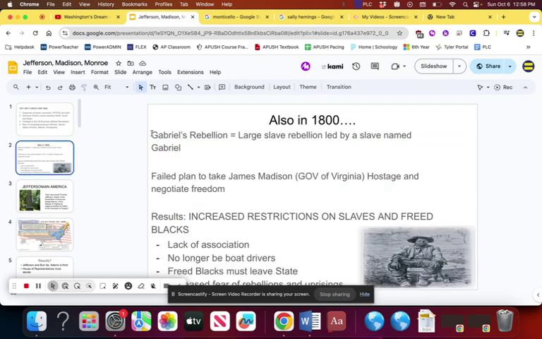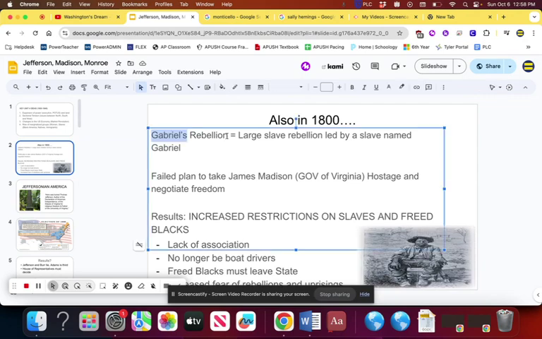Gabriel's Rebellion is something that you need to know. Gabriel's Rebellion, if you want to do it really quickly, is a slave rebellion that leads to increased slave law, harsher slave law, and harsher laws on freed Blacks as well. Pretty much from here on out, when you see rebellion, it's going to be a slave rebellion all the way up to the Civil War. So Gabriel's Rebellion is an example of that.